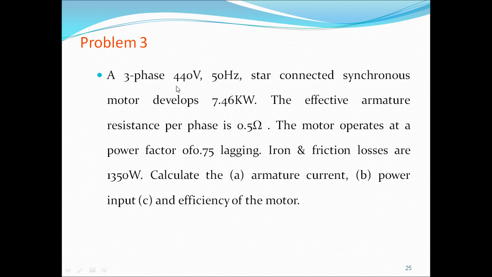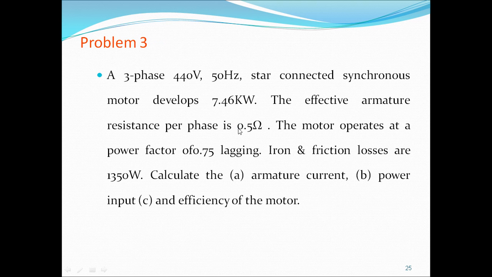A three-phase 440 volts 50 hertz star connected motor that develops a power of 7.46 kilowatts. The effective armature resistance is 0.5 ohms. The motor operates at a power factor of 0.75 lagging. Iron and friction losses are 1350. Calculate armature current, power input, and efficiency.